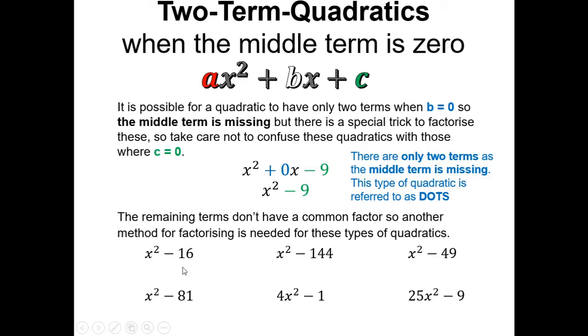Where the middle term is missing, I've got x squared minus some number. X squared minus some number. They're all the x squared term and some number, right? Except for this one and this one. There's a little bit more than just x squared there. We'll get into that too. But these are all DOTS and they need to be factorized a different way.